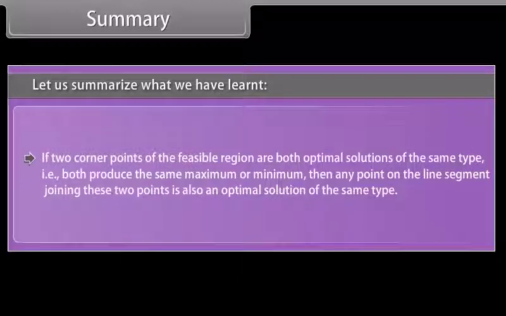If two corner points of the feasible region are both optimal solutions of the same type, that is, both produce the same maximum or minimum, then any point on the line segment joining these 2 points is also an optimal solution of the same type.